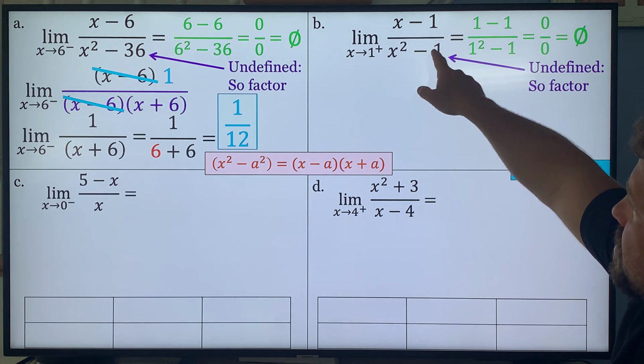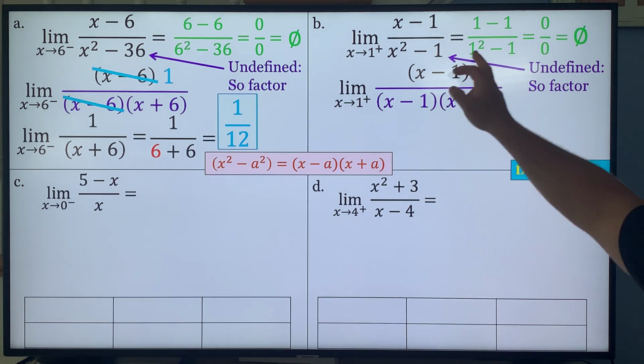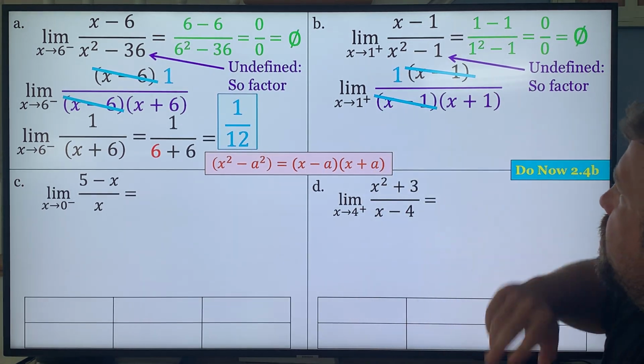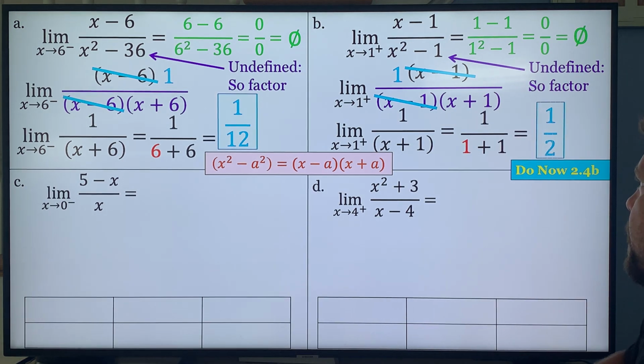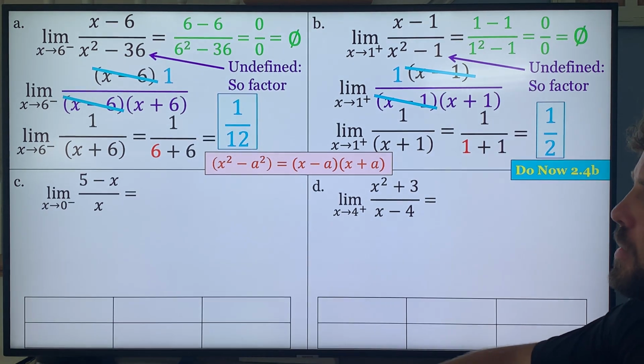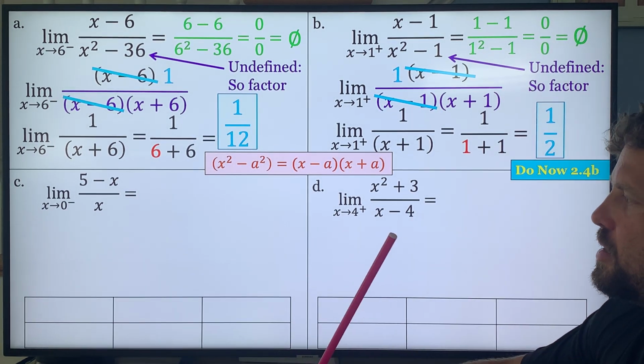Undefined, so we factor it. x minus 1, x plus 1. Cancels the x minus 1's out, leaving the 1 in the numerator. 1 over x plus 1. 1 plus 1 on the bottom. 1/2. We all good? All right, C.